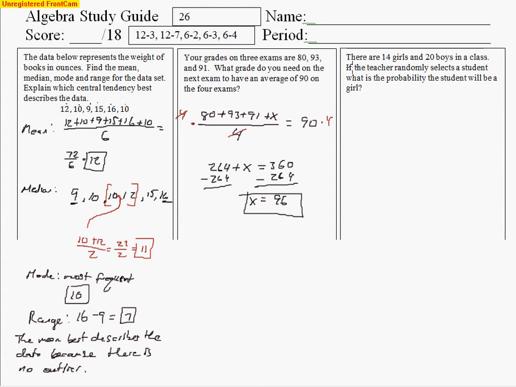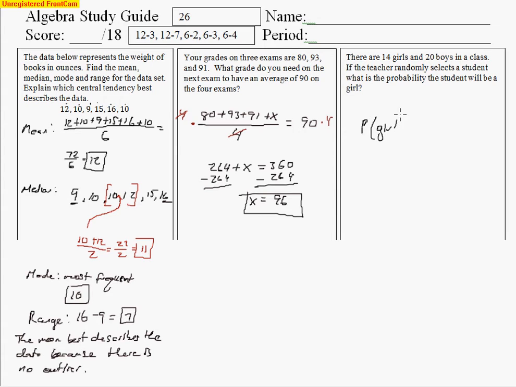And so on the next one, it says there are 14 girls and 20 boys in the class. If the teacher randomly selects a student, what is the probability that the student will be a girl? So we want the number of successes, so the probability of a girl.